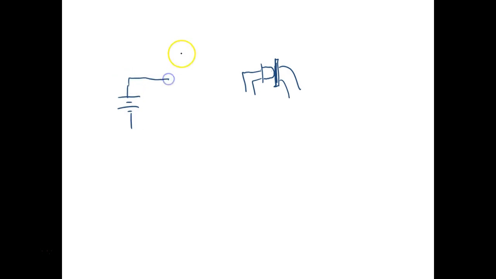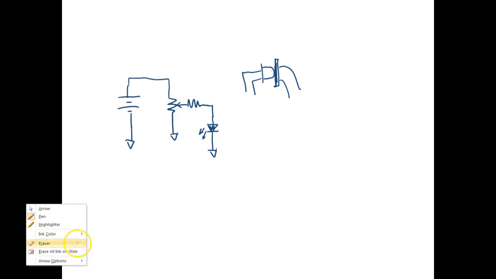And of course, we're going to do this with a potentiometer, right? And what else? We've got a resistor here. And then we've got an LED. Forward bias, right? Okay so far. And then what are we going to do on the other side?